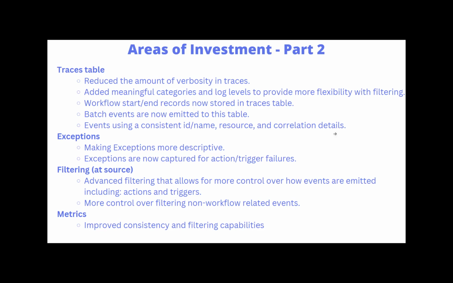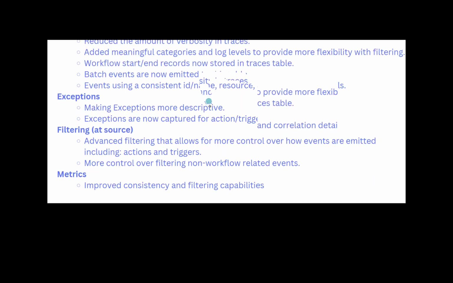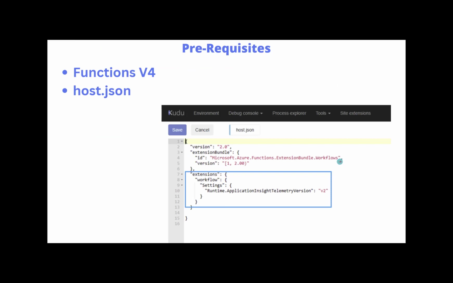And then lastly, we've improved the consistency and filtering capabilities for metrics. I like this feature as well: if you want to see a time series of how specific workflows are performing against each other, we can go ahead and enable that through some filtering. So that's a high-level description of what's changed. But now what I've got is about 12 different scenarios that I'm going to walk you through that will help you with all of this.